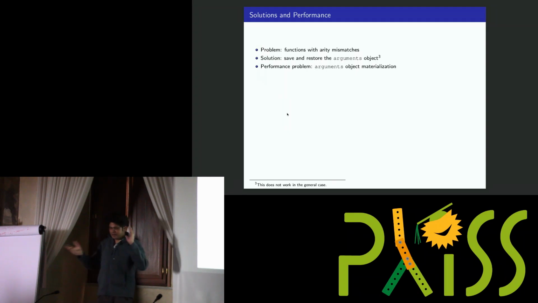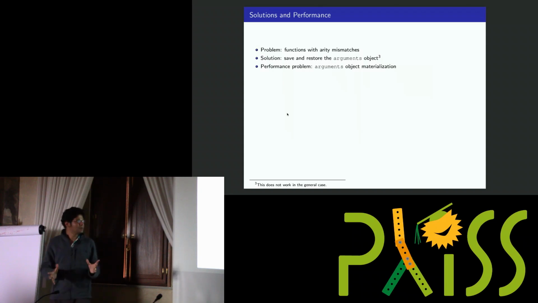Right? So the arity mismatch thing. The obvious solution is don't save individual formal arguments. Instead, just save and restore the arguments object. So this is a huge performance problem. The arguments object is mostly a bad idea in my opinion.